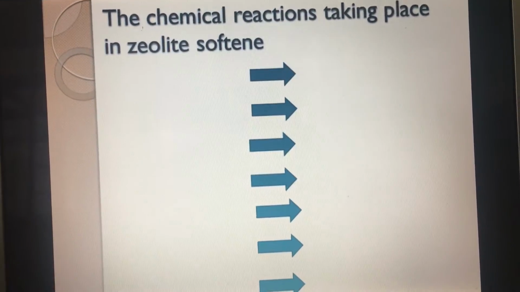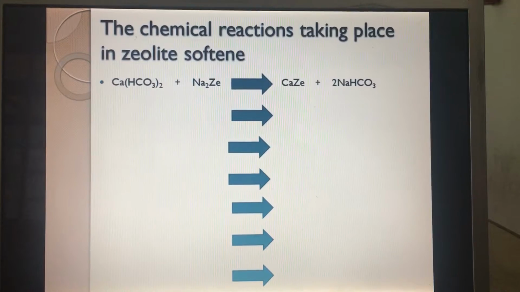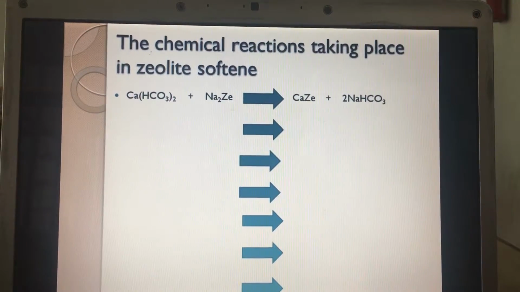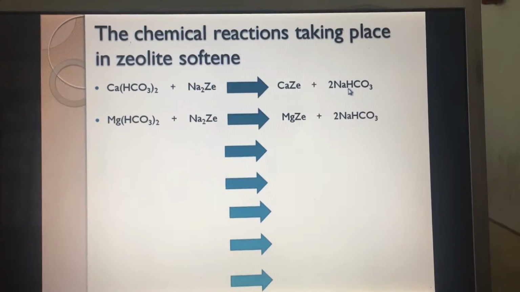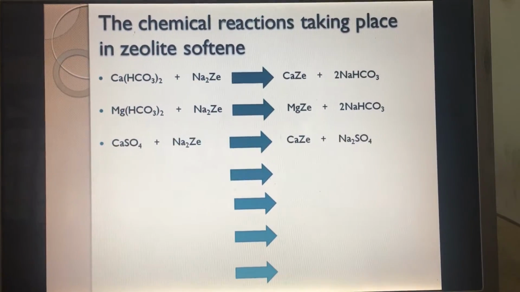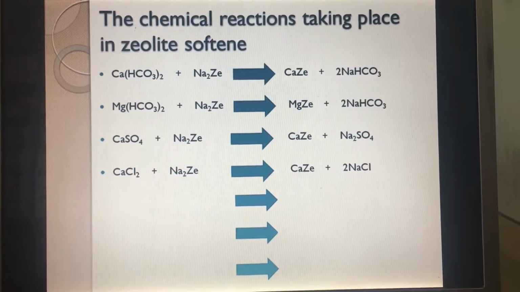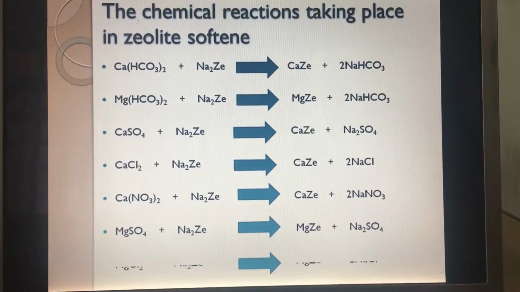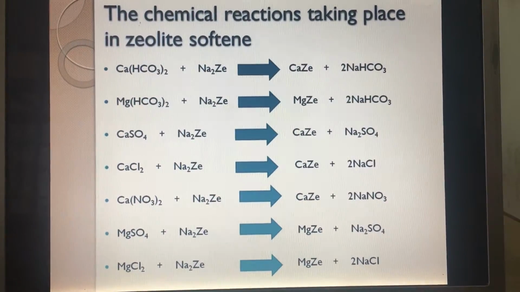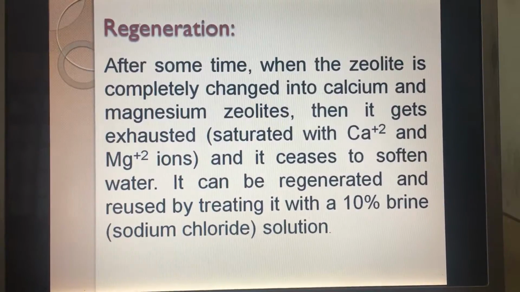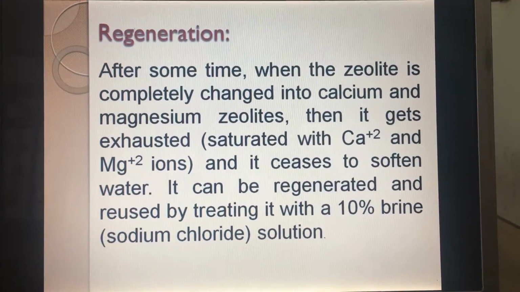Now consider the chemical reactions. When water containing calcium bicarbonate passes through, it is converted into calcium zeolite and sodium bicarbonate is produced. Magnesium bicarbonate reacts the same way, calcium sulfate is converted into sodium sulfate, and the chlorides become sodium chloride. The water coming out after filtration contains a number of sodium salts, and after some time the bed becomes completely exhausted.